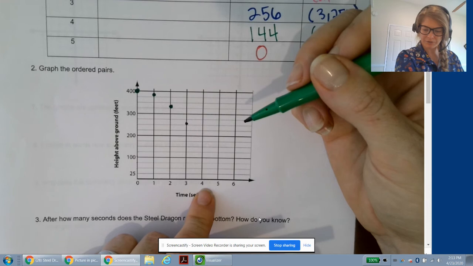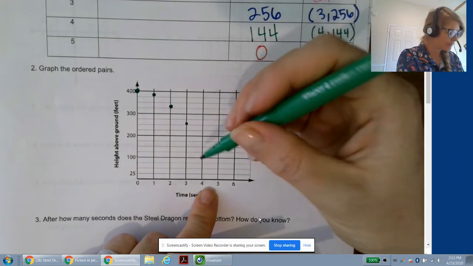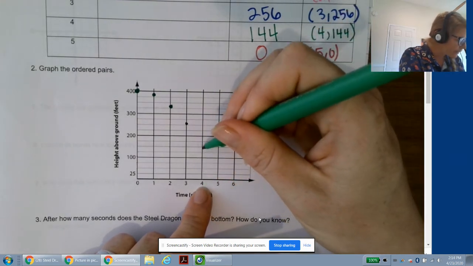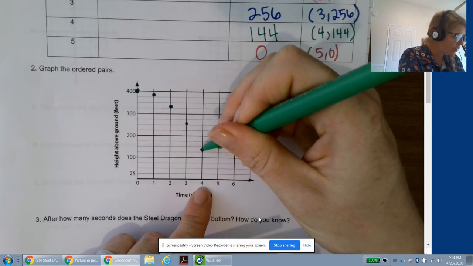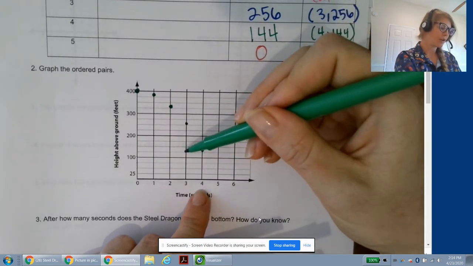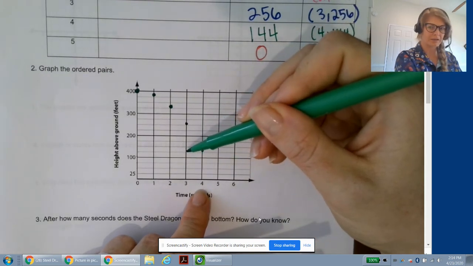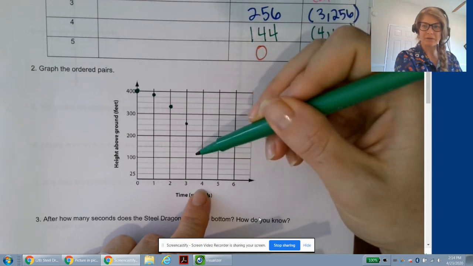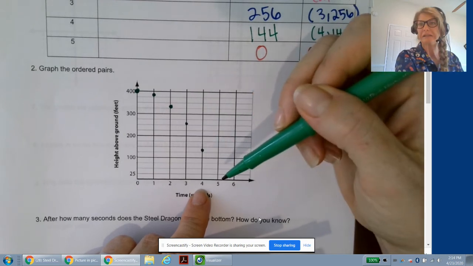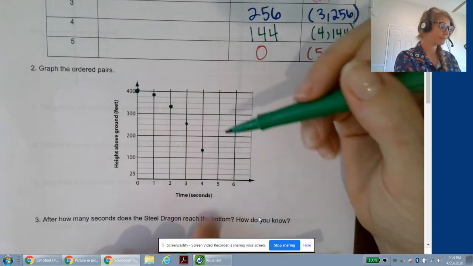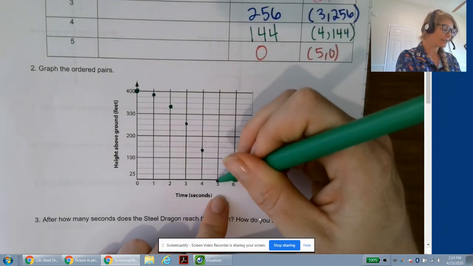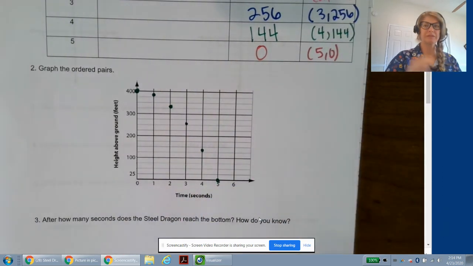And then after 4 seconds, we're at 144 feet, 100, 25, 50. It's below. Oh my gosh. Do you see how much farther we're dropping here in the same amount of time? Does that mean we're going faster? It does. We're going faster. And after 5 seconds, you guys, we reached the ground.